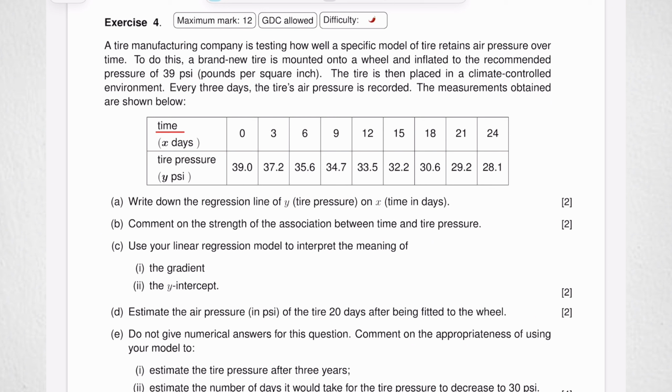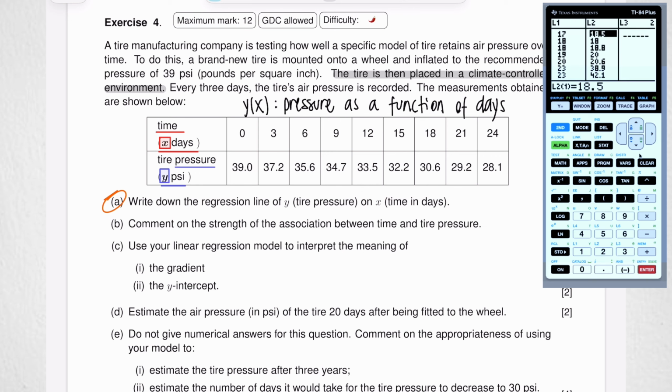Now over here we have time measured in days, and x is used to specify the number of days. And we have tire pressure being modeled by the variable y. So y as a function of x measures the tire pressure as a function of the days that it is stored in this climate-controlled environment. Now, in order to write the regression line of y with respect to x, we need to use our GDCs, which means that we're going to do a linear regression. So the first thing to do is to populate our table with these values.